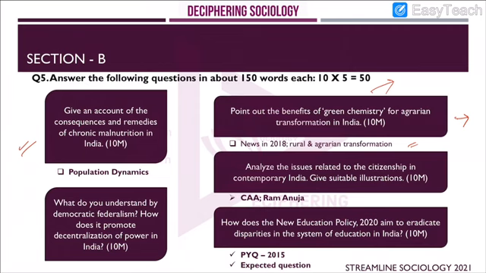The next question on citizenship was on the CAA, Citizenship Amendment Act, and there was a chapter on social problems by Ram Ahuja. New education policy was an expected question, and a similar question has been asked in PYQ 2015. The question on democratic federalism and how it promotes decentralization of power, we could write about financial decentralization.